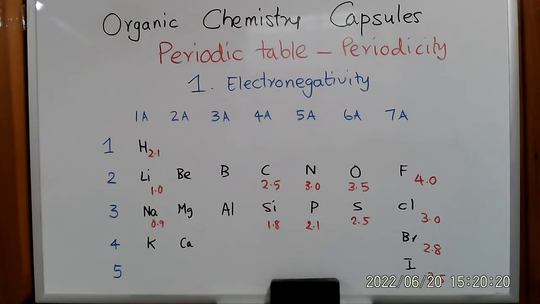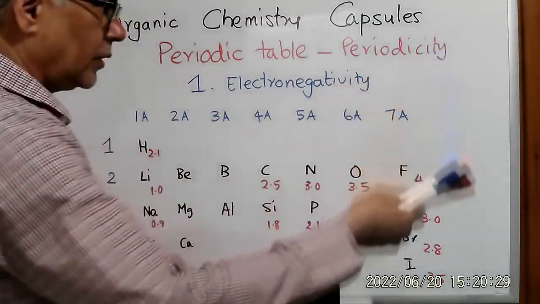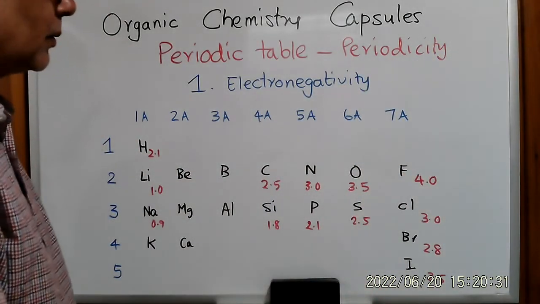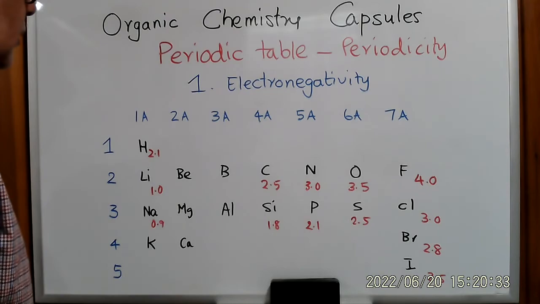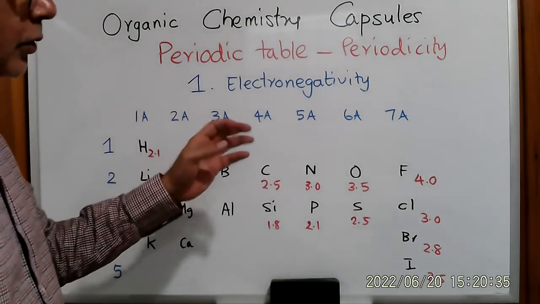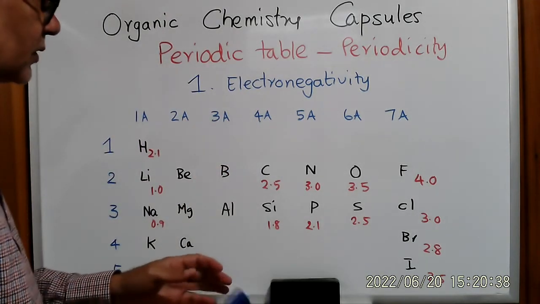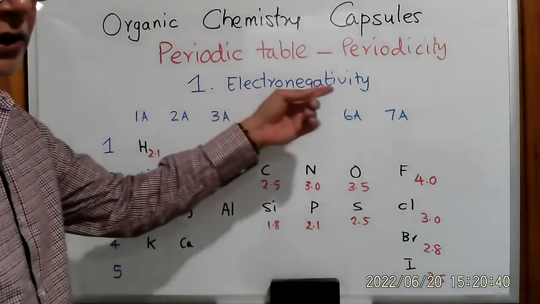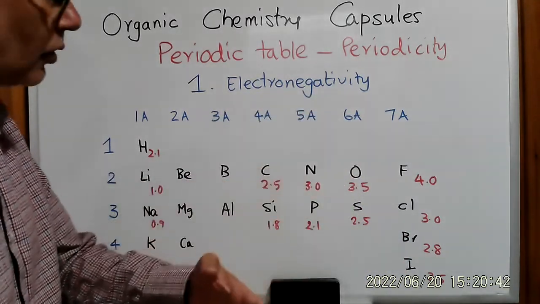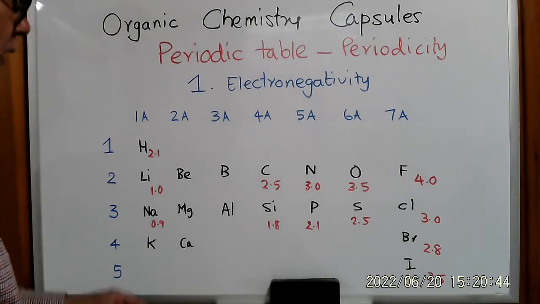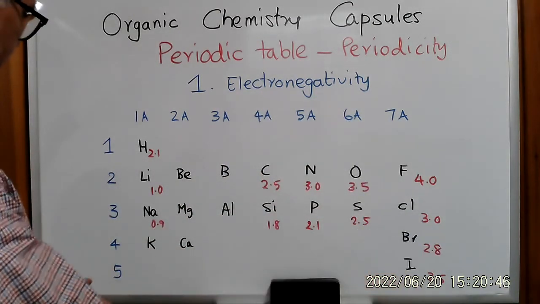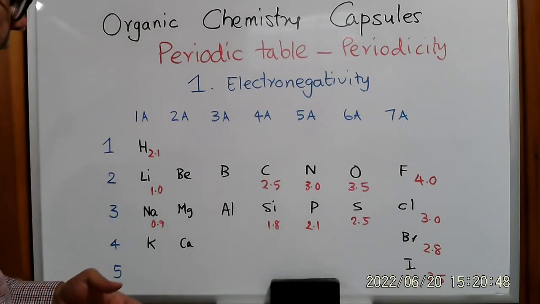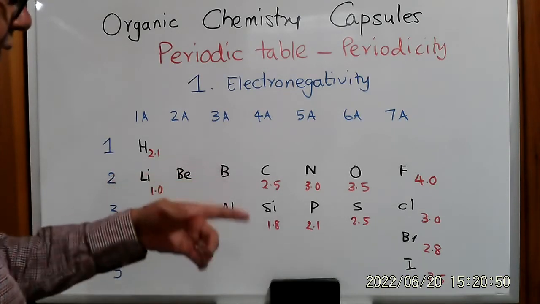In this capsule, we will focus on electronegativity. I have written this here: periodic table, periodicity. We know the periodic table from the previous classes. So one of the more important aspects of the periodicity is electronegativity for organic compounds. So here I have copied from one of the textbooks that I have, I think Francis Carey.